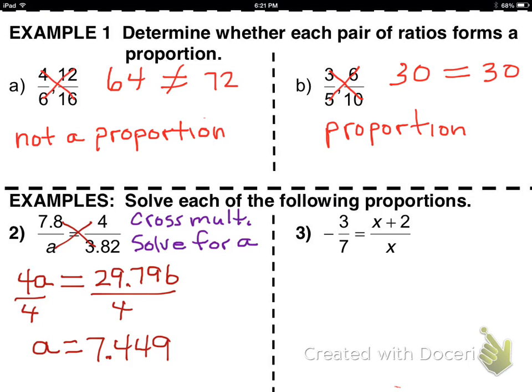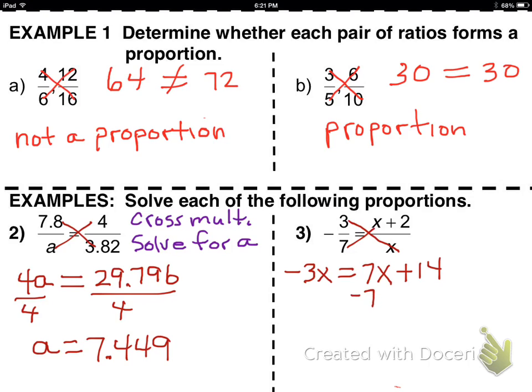Now example 3. We want to find the value of X so that these two ratios are a proportion. In other words, the value of X that will make the two ratios equal. So first we'll do the cross multiplication of negative 3 times X, and then we'll cross multiply 7 times X plus 2, which gives us 7X plus 14.